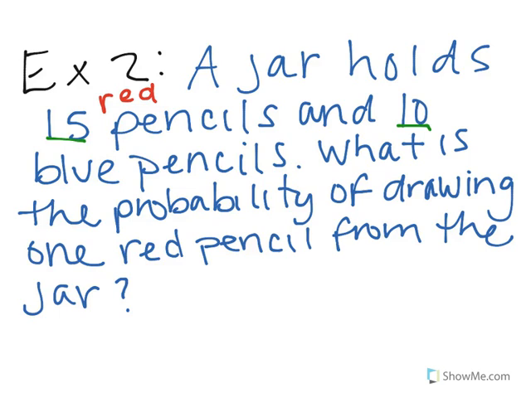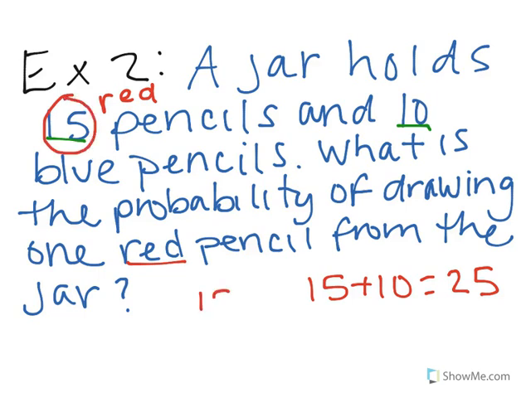Okay, so I'm going to first combine my pencils to find my total amount of pencils. So I have 15 red plus 10 blue, so that's going to be 25 pencils total. And the question says find the probability of drawing 1 red pencil. So I'm going to look at, well, I have 15 red pencils out of my 25 pencils total. My probabilities are always out of my total. So then all I have to do is simplify this. So I can take out a 5 from the numerator and the denominator. So I'm going to get 3/5. So my probability of drawing a red pencil from the jar is 3/5.